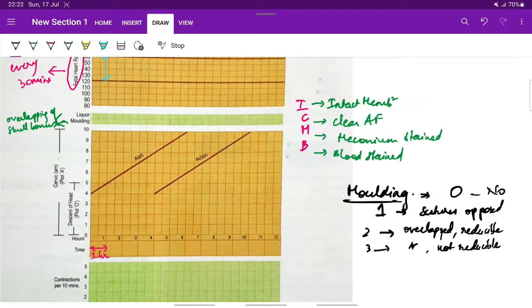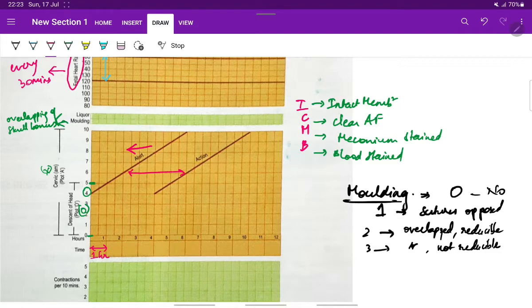Then coming to the cervical dilation and descent. The cervical dilation, we start marking from 4 centimeter dilation, that is from the start of the active phase, and then the descent is from 5 to 0, and we mark cervical dilation by X and the descent of head by O. In a normal partograph, the marking should be to the left of the alert line, which means there is normal progress of labor.